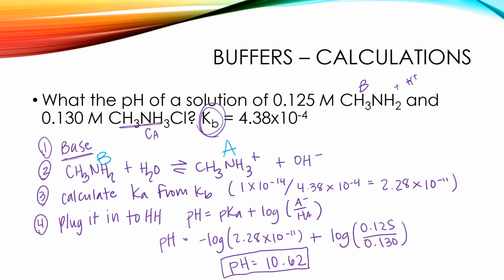So those two were pretty simple buffer calculations. I didn't even have to worry about volume change because it just straight up gave me my concentrations. If I had to add the two solutions together, I would take care of my volume change and then I would plug it into the Henderson-Hasselbalch equation.